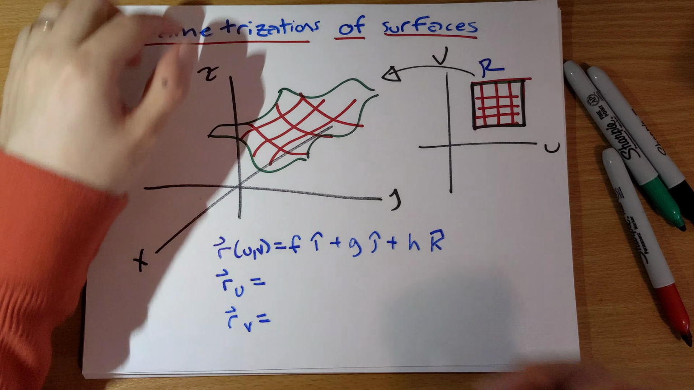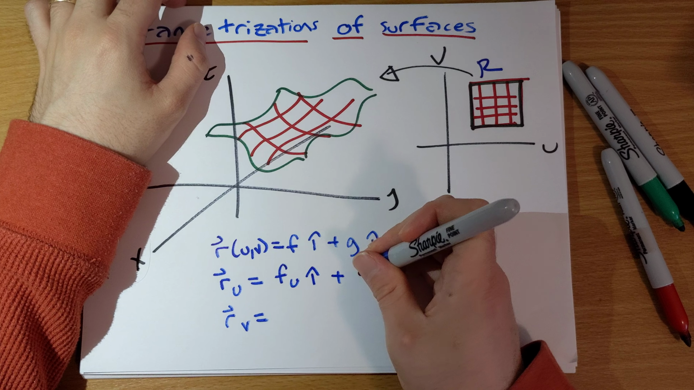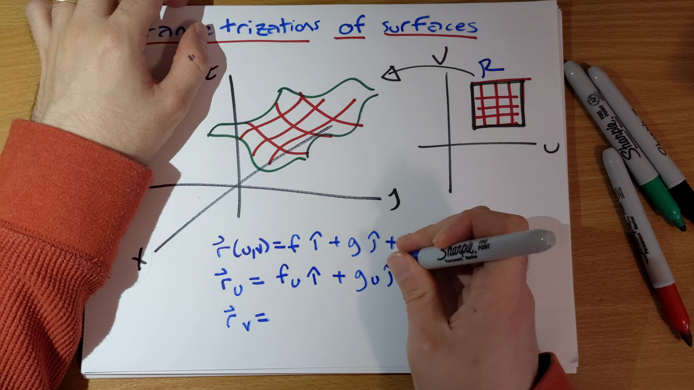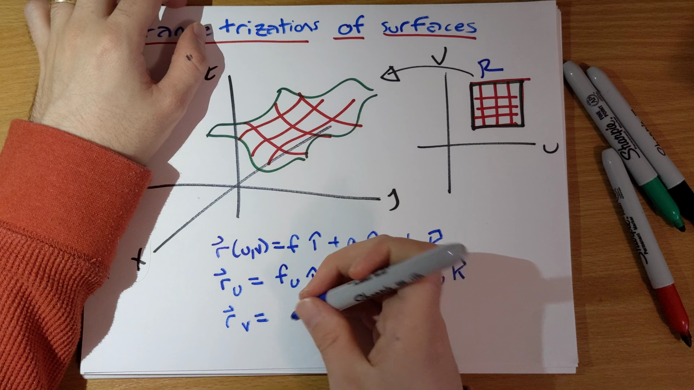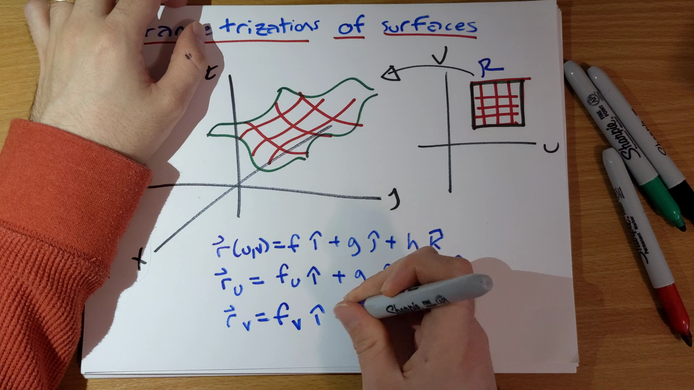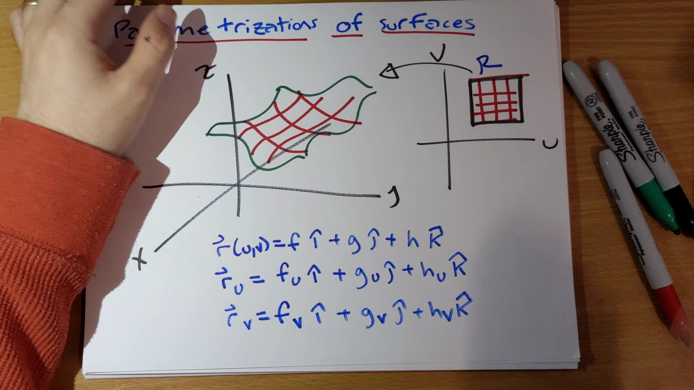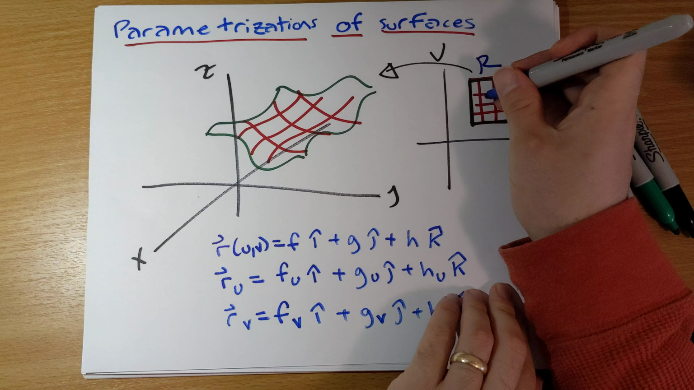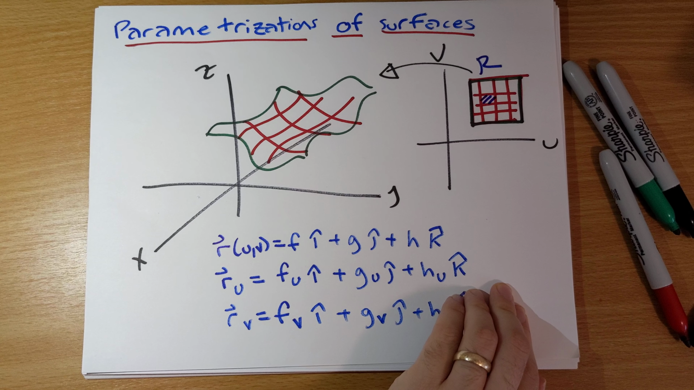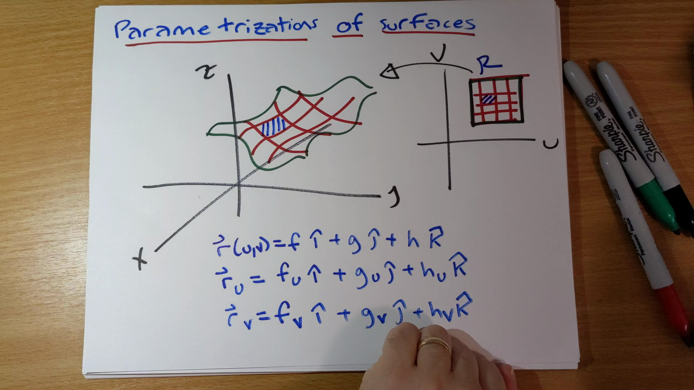So R sub U here would be the partial derivative of F with respect to U times i-hat, plus the partial derivative of G with respect to U times j-hat, plus the partial derivative of H with respect to U times k-hat, and ditto for R sub V. And so the idea here is that we have, let's say that this little region here corresponds to, let's say it's this region right here.